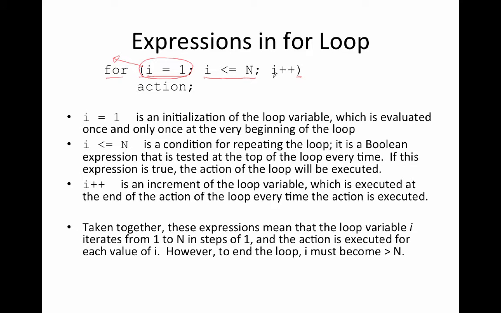And then the third thing, i++, is an increment of the loop variable, which is executed at the end of the action of the loop every time the action is executed. So it's almost like you take this statement and move it down underneath the action. So after you execute the action, whatever that is, you then increment i. So taken all together, what these things say is that the loop variable i is going to go from 1 to n in steps of 1, and we're going to execute the action for each value of i.